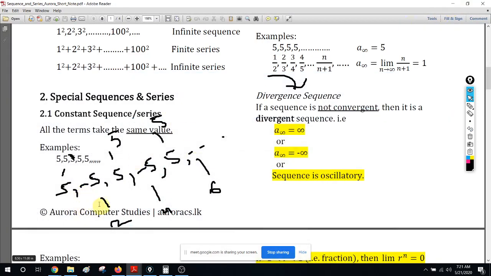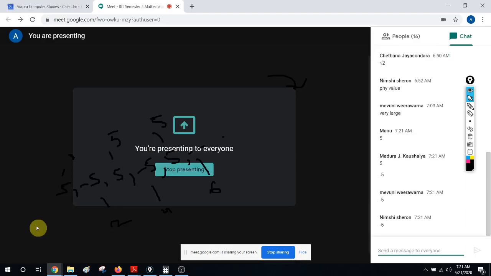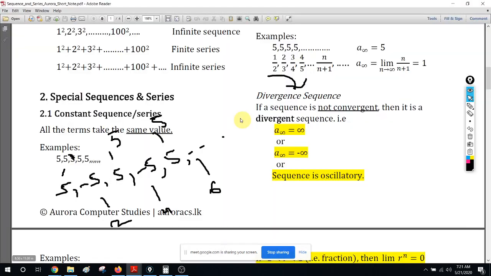Right. So if I ask what is the value of the 99,999th term? Can someone respond? Yes, it's going to be minus 5. You know that because 99,999 is an odd number, therefore it's going to be minus 5. A million is an even number, therefore it's plus 5.